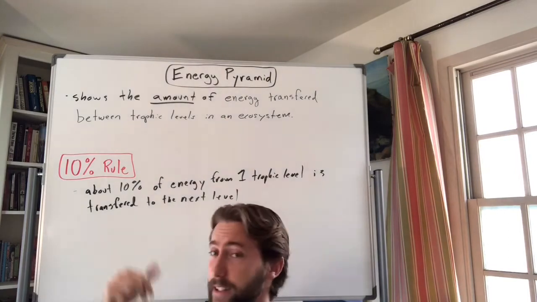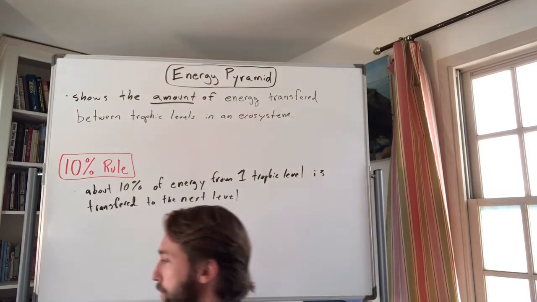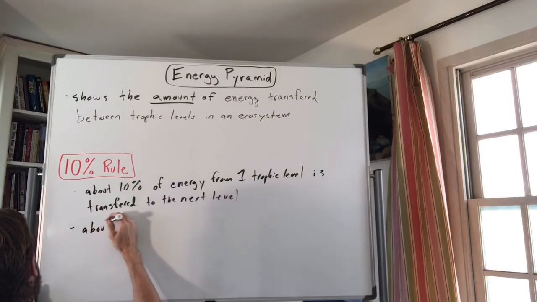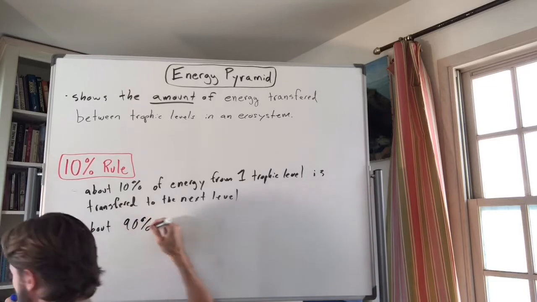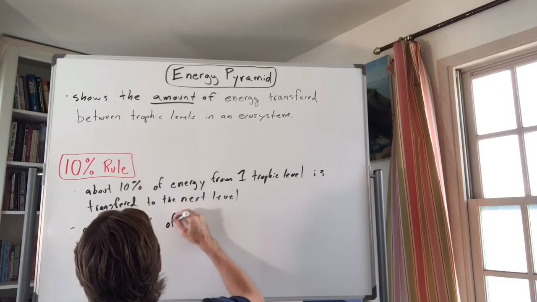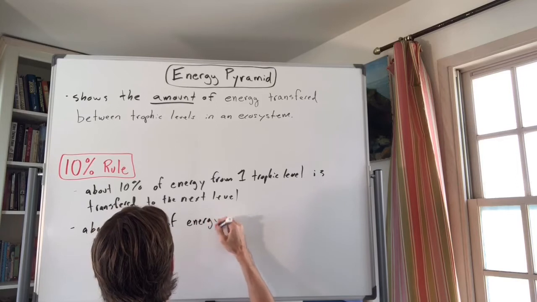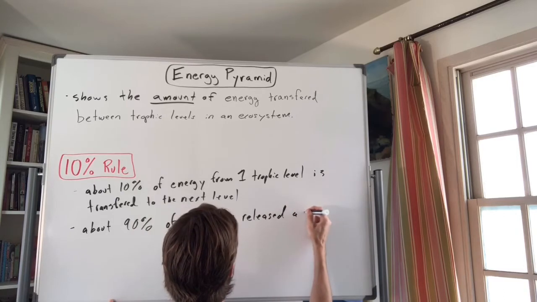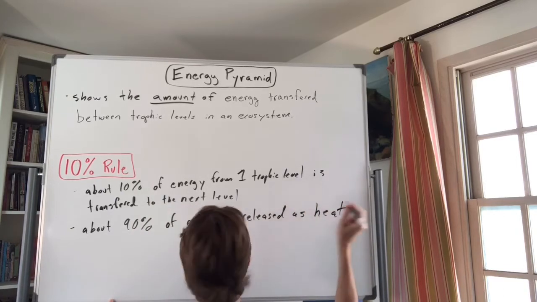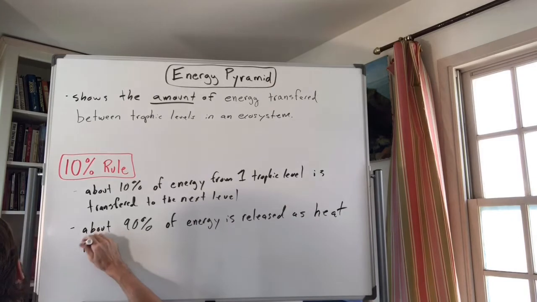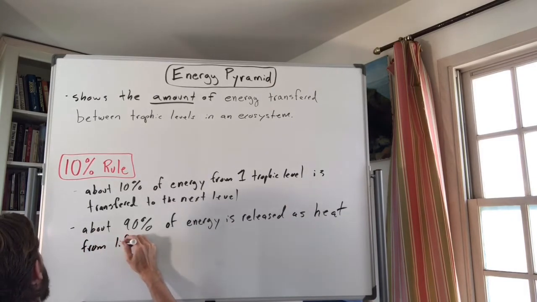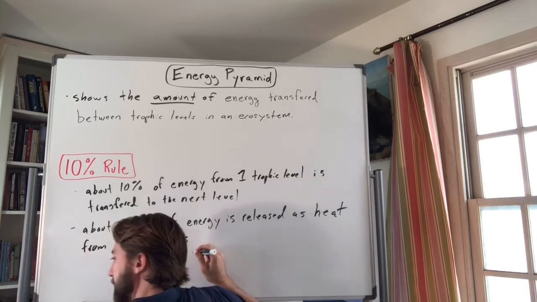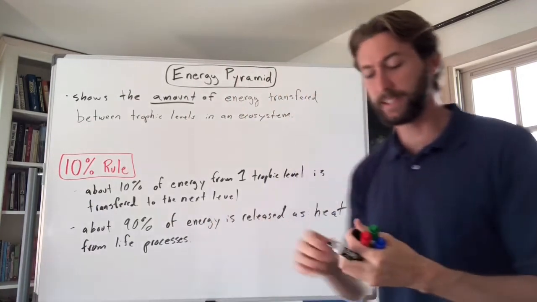And then 90%, let's write this down, it's a big one, 90% of that energy is actually used. That's because roughly about 90% of energy is released as heat from life processes. All right? 90% is lost as heat, guys.